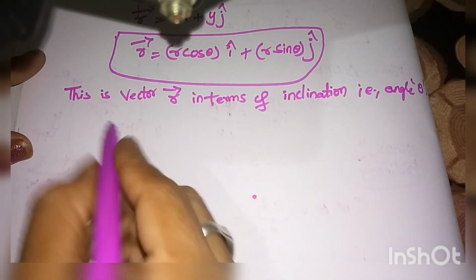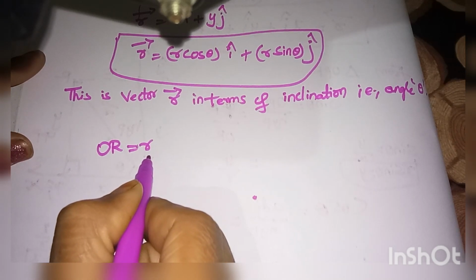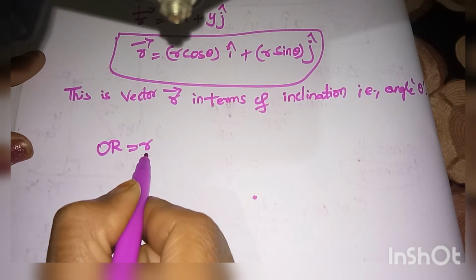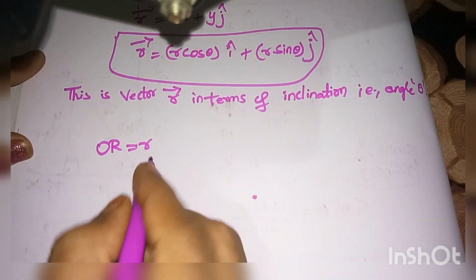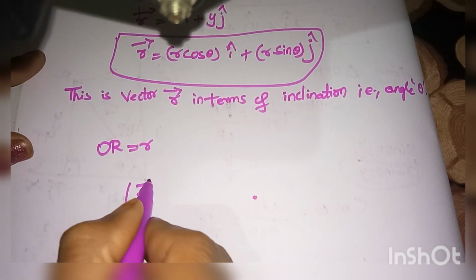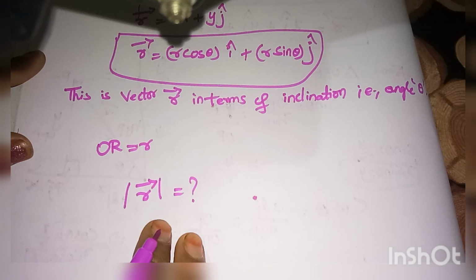I said that OR is R, small r is the magnitude of vector R bar. So how can you find the magnitude of a vector R bar? So how we can find the magnitude of R bar?